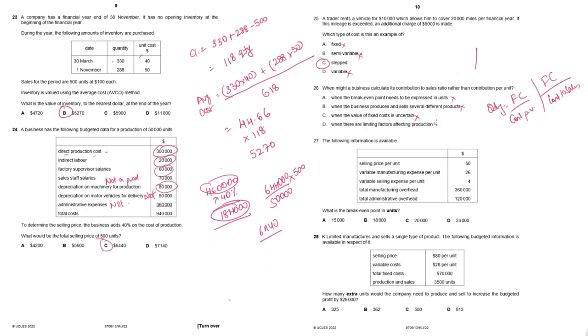So it looks like all the options are incorrect, but let's read the options again. When the break-even point needs to be expressed in units. Definitely this is a no because the formula clearly says contribution per unit. Option B, when the business produces and sells different products. Okay, this probably could be a possibility. Let's say their business deals in multiple products.